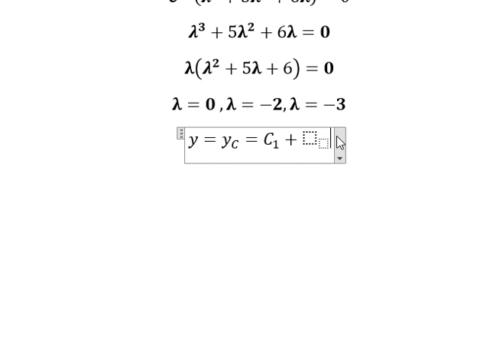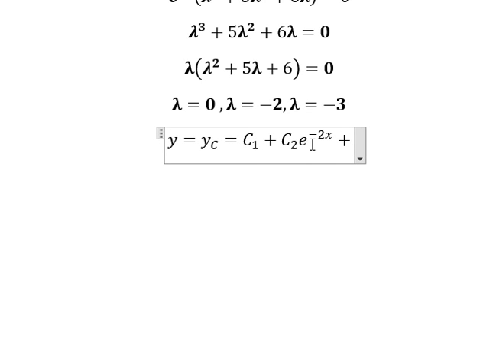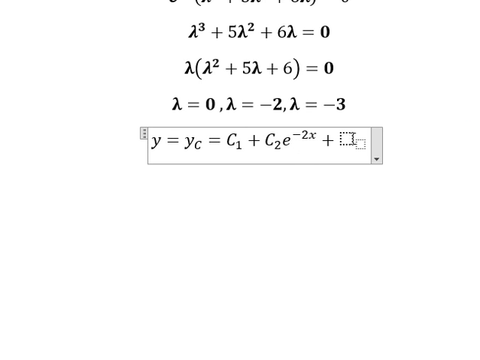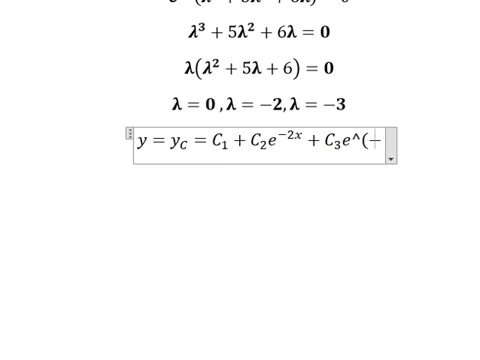c2, that is the constant number 2, e to the power of negative 2s. And c3, that is the constant number 3, e to the power of negative 3s.